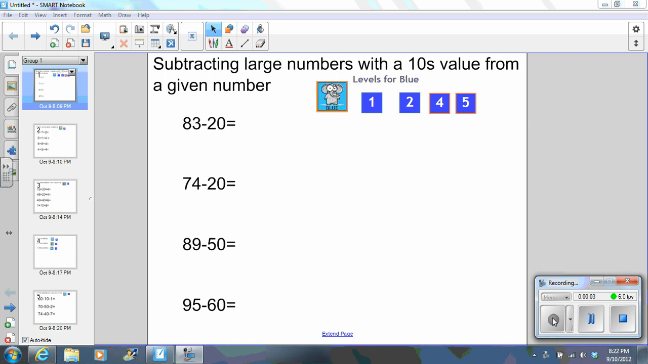In this video, I'm going to give you some ideas or some ways we've actually created ourselves at school on how to calculate number facts within our heads and using a bit of pen and paper at the same time. So first of all, we've looked at subtracting large numbers with a tens value from a given number. So here 83 take 20. So you've got 83, 73, 63.